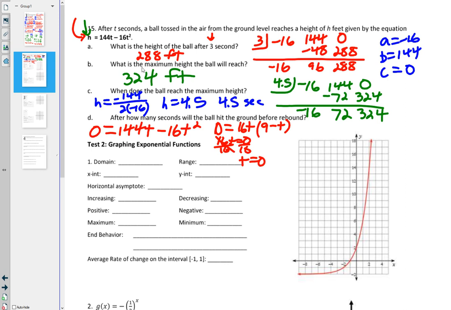That's just showing you that the first time the ball was off the ground was when no time had passed by. The ball started on the ground. The next one I would solve: if 9 minus t is equal to 0, minus 9 minus 9, negative t is equal to negative 9. So when I multiply by negative 1, t is equal to 9. So answer the question for me. How long before it hits the ground? The ball was on the ground at 0 seconds and at 9 seconds. Once it was launched, it took 9 seconds to hit.